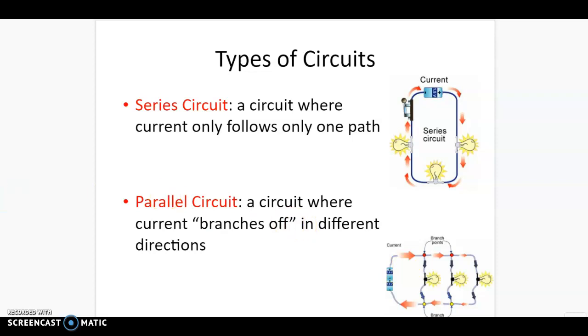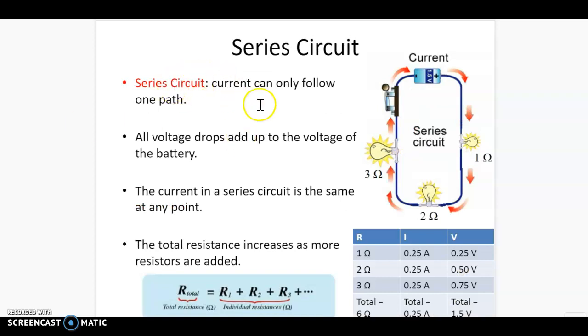But when we talk about series circuits, they have current that can only follow that one path. So current is really the same at all points. So if you have 1 amp of current that flows through here, you will have 1 amp of current that flows through every single part. Or in this case, it's 0.25 amps that will flow through every part.